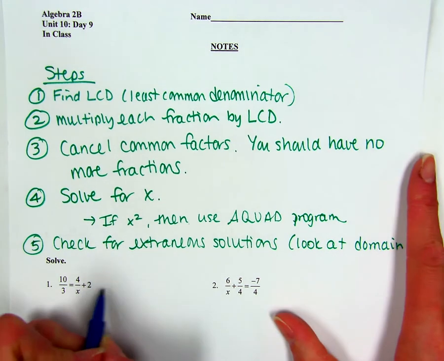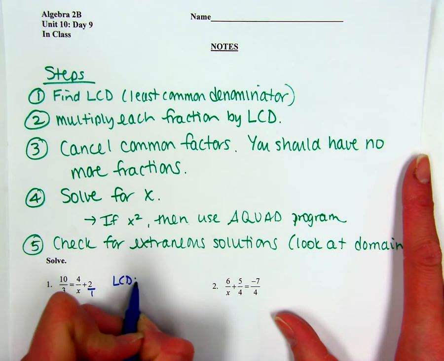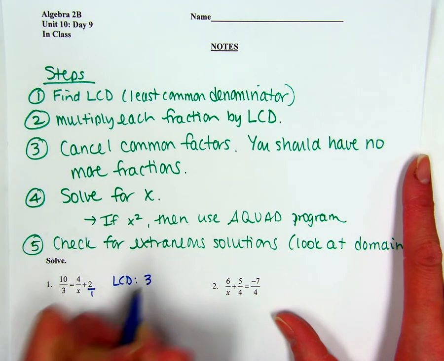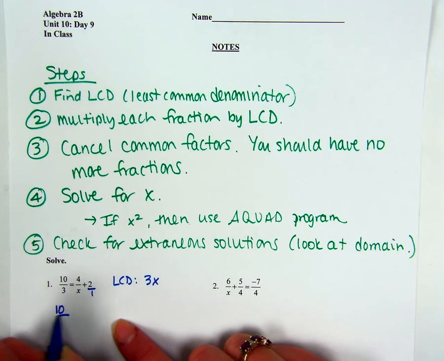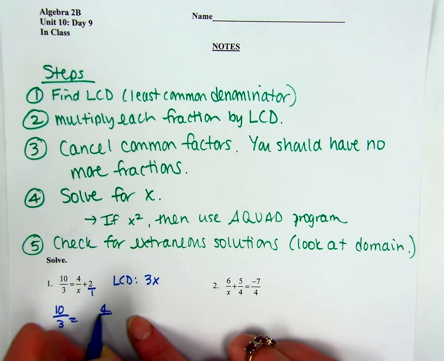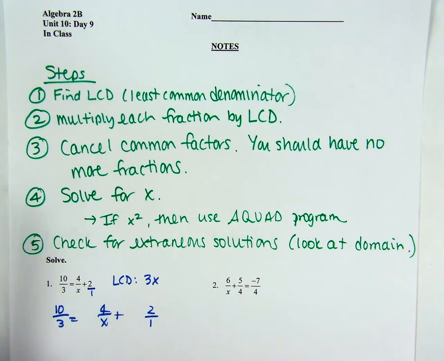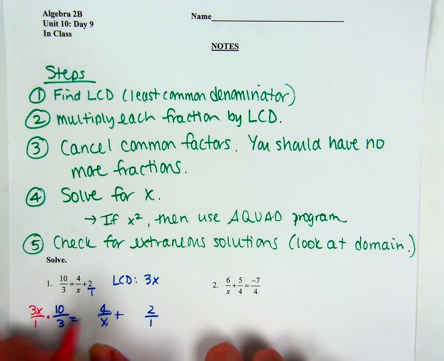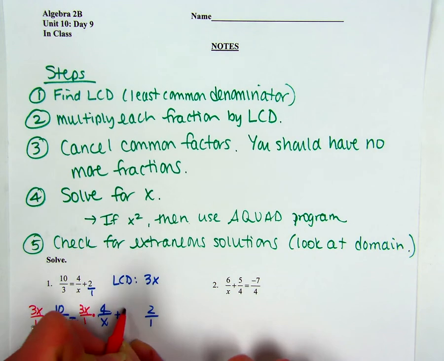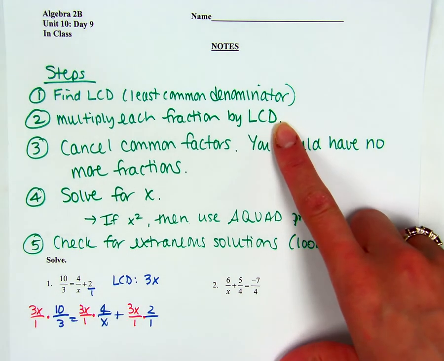Alright, so first you're going to look at all your denominators. We have 3x and 1. Find your LCD first. So 3 and 1 both go into 3, and you need an x there. So now I'm going to rewrite my fractions, leaving a little bit of space in between so that I have room to multiply by my LCD. All right, I'm going to write 3x over 1, 3x over 1, and 3x over 1. So that's multiplying each thing by the LCD.